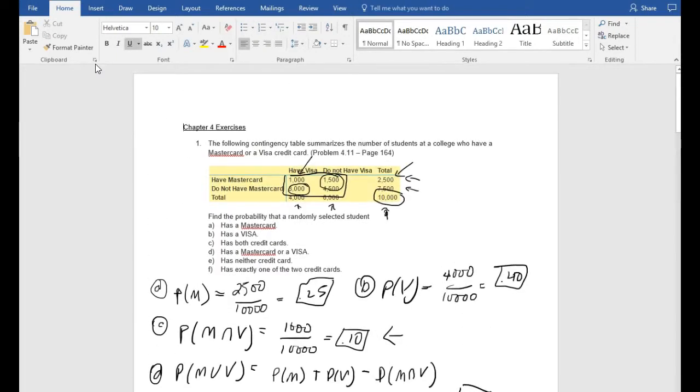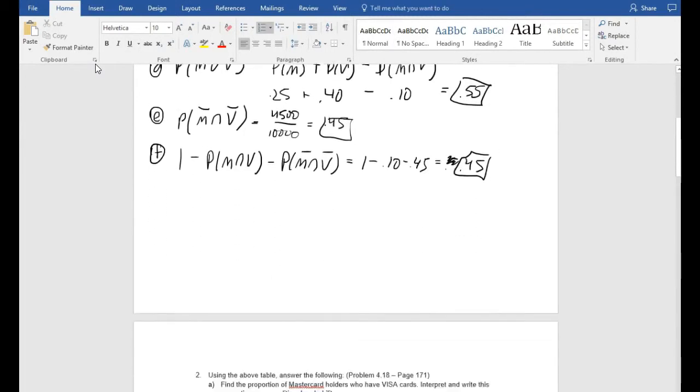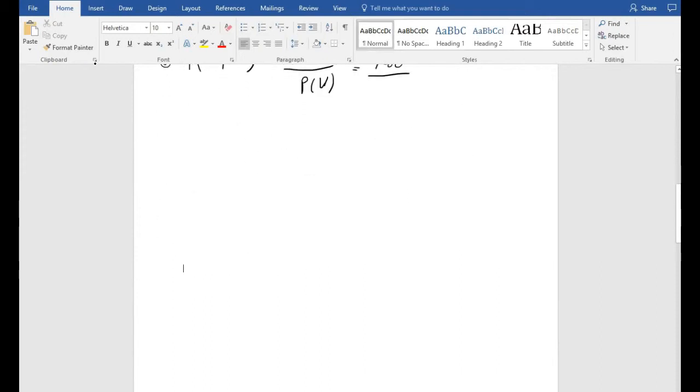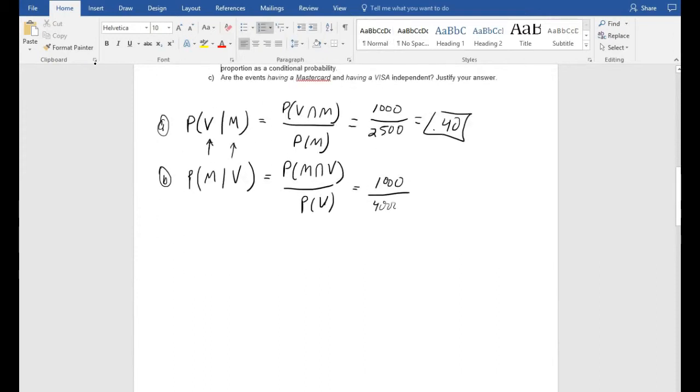So we scroll back up. And the number of people who have Visa cards are right here. So similarly to last time, once we say given that they have a Visa, we can just focus in on this column right here and just get rid of everything else in the table from our thought process. And so then it would just be 1,000 over 4,000, or 25%.